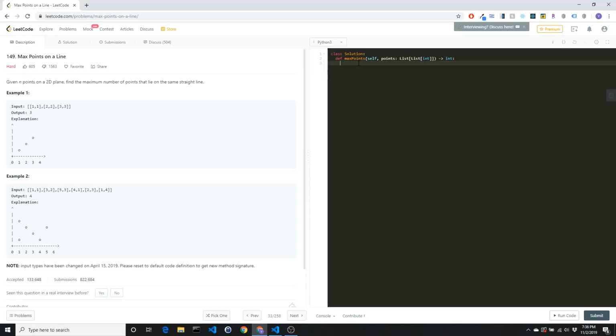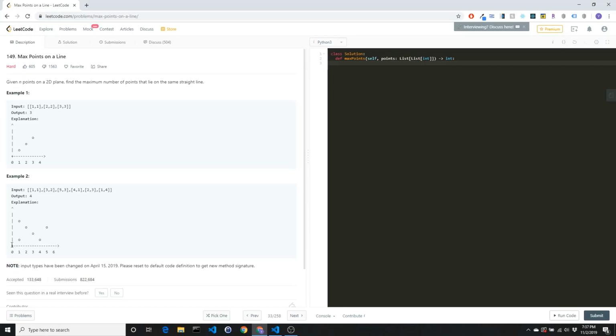Today I'll be showing you how to solve the max points on a line problem. Given an array of points on a 2D coordinate plane, we want to find the maximum number of points that lie on the same straight line. For example, here you can see this line has 3 points, and for this line, there's 3 points. But for this line, there's 4 points. So the maximum number of points will be 4.